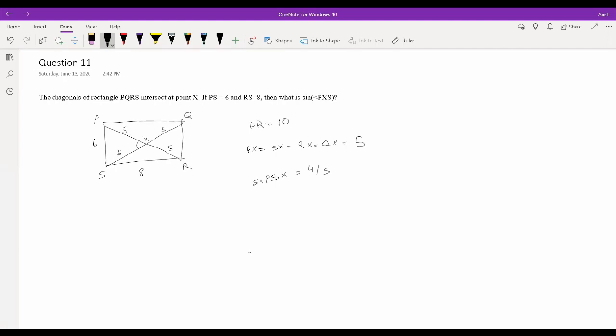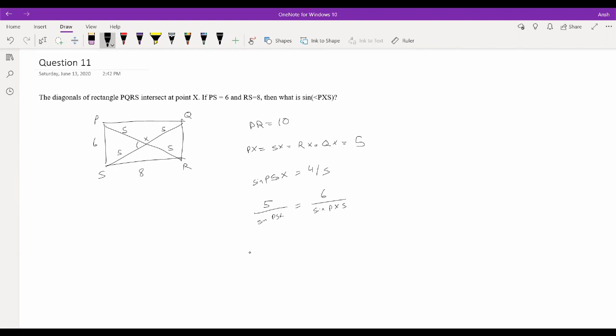So here, we can just use the law of sines. We know the side lengths of a triangle, we know one of the sides, and we want to find another. So we get that 5 over sine PSX equals 6 over sine PXS. And make sure when you use the law of sines, you use the right sides. It's easy to sometimes get mixed up if you're too far into a problem.